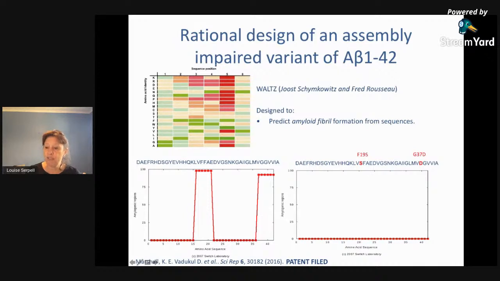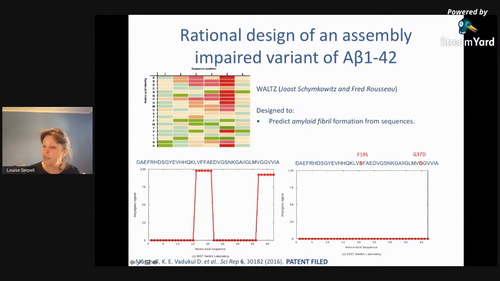So essentially what this shows is that there are regions of amyloid beta, this is the sequence of amyloid beta 42, where it forms amyloid. It seems to be responsible for the amyloidogenicity of the peptide. So you can see these two regions here that seem to be important in the amyloid forming propensity of A beta. So what we did was we introduced some mutations into the sequence to see if we could remove that amyloid propensity from the sequence.